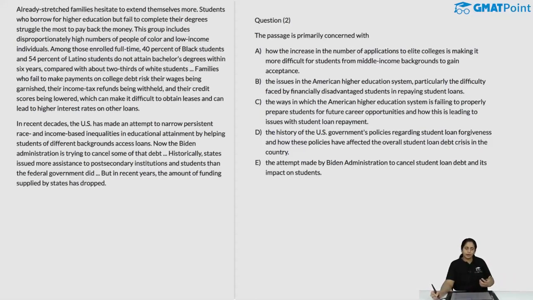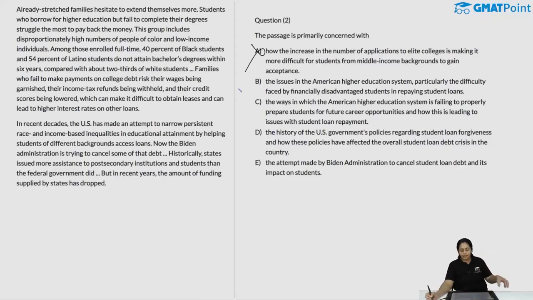The discussion is about how people are finding it difficult to pay for higher education, especially people who are from poorer backgrounds, people of color. And this is essentially leading to, even if they take educational loans, they are finding it difficult to pay for those educational loans. It is about the financial aspect of higher education, not about acceptance at all. So A can easily be eliminated.